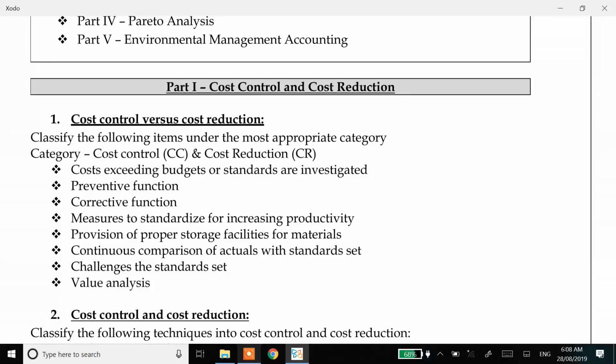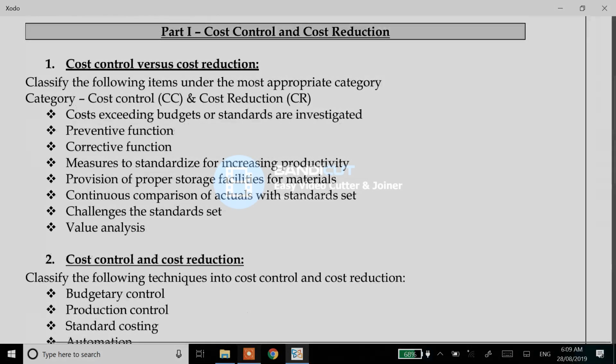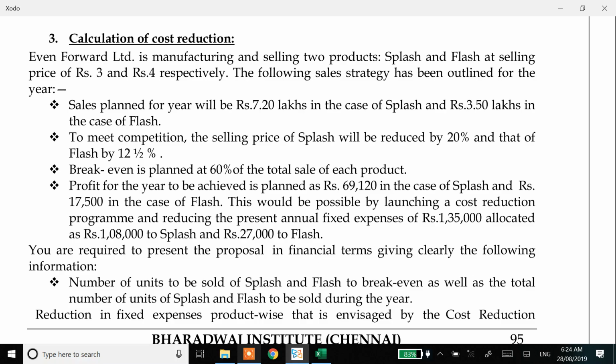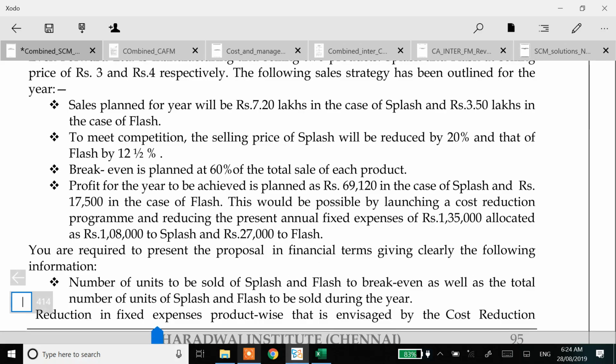Value analysis. Cost reduction. Value analysis is comparing your actual cost with the target cost and trying to bring down the cost by reducing all non-value added. If something is permanent in nature, it's cost reduction. If something is temporary in nature, it's cost control. Classic cost reduction.